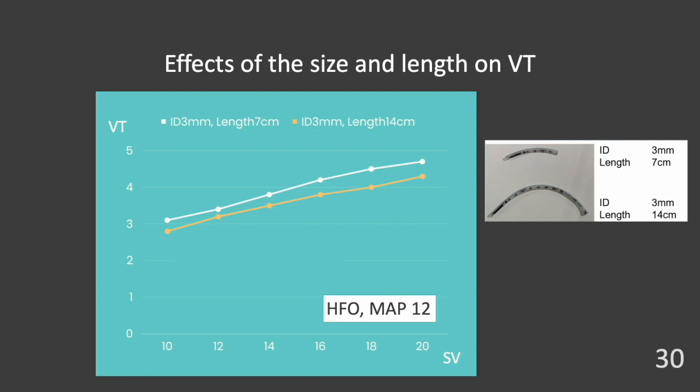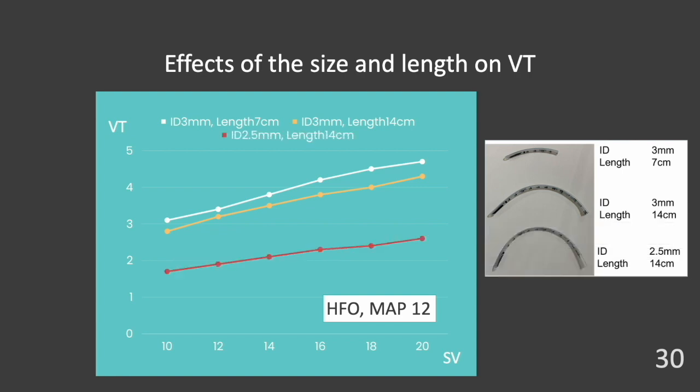In other words, it was confirmed that the tidal volume decreased as the airway became longer. Furthermore, when the tube diameter is reduced from 3 mm to 2.5 mm, the tidal volume is even smaller. In other words, the narrower the airway, the more the pressure decreases.